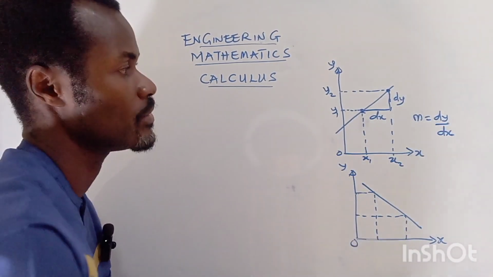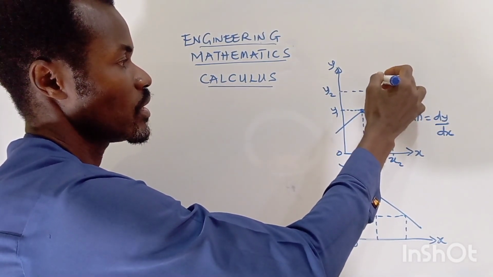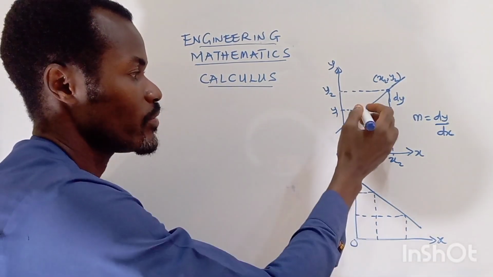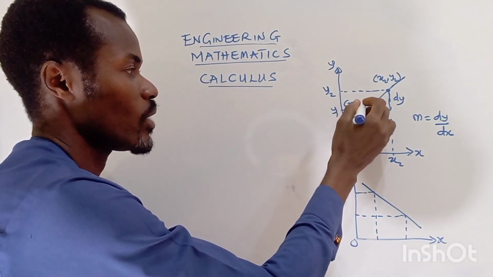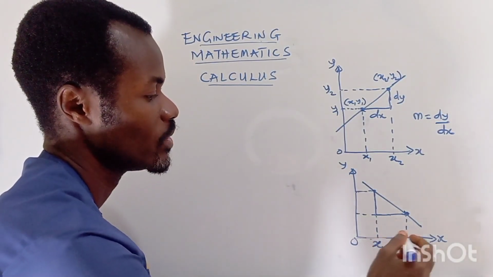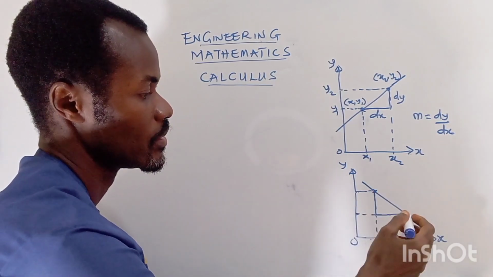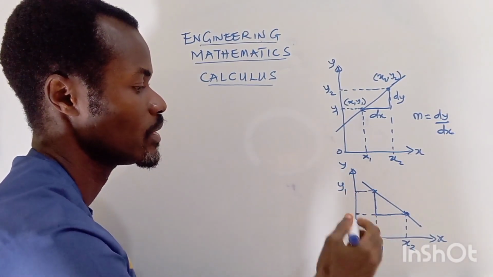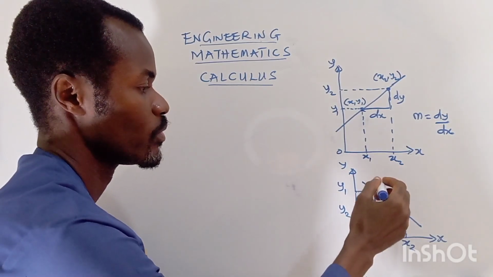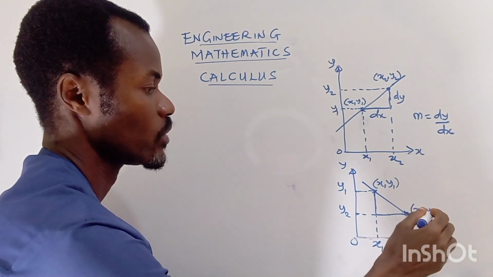Now what about this case? For this point, we can label this as X2, Y2. We always want to start with X. And for this point, we can label it as X1, Y1. So what about this case? We have this as our X1, and this is my X2. This point becomes my Y1, and this point becomes my Y2. So this point is X1, Y1, and this point becomes X2, Y2.